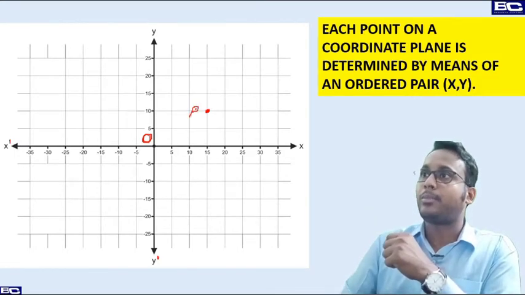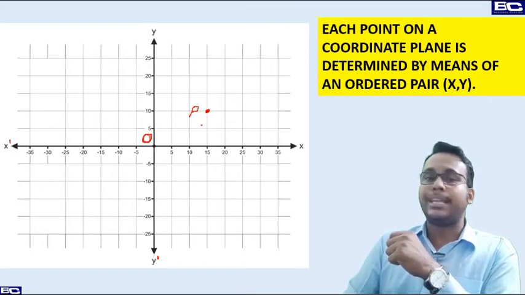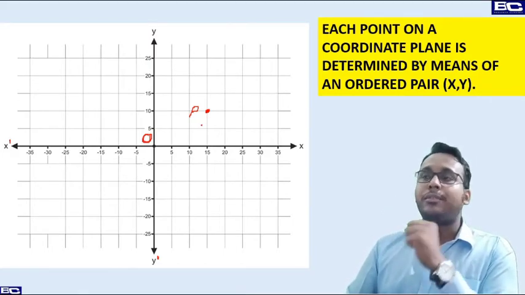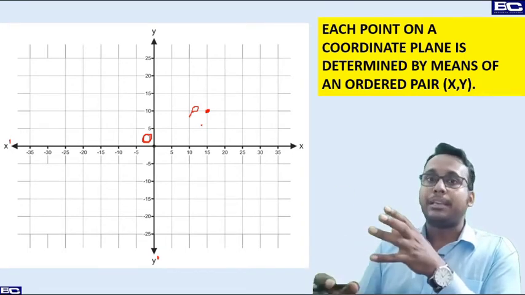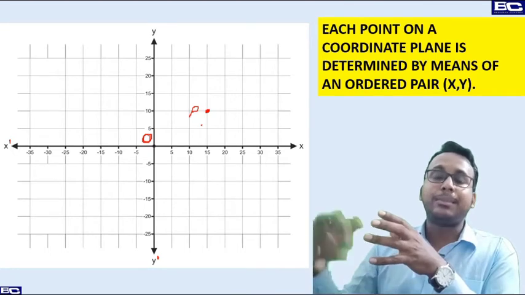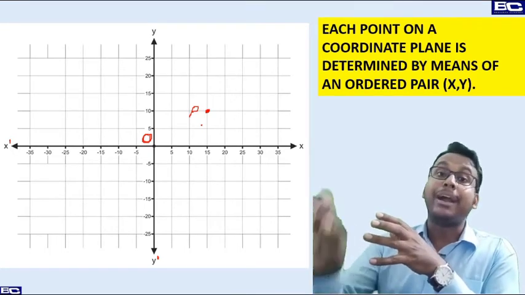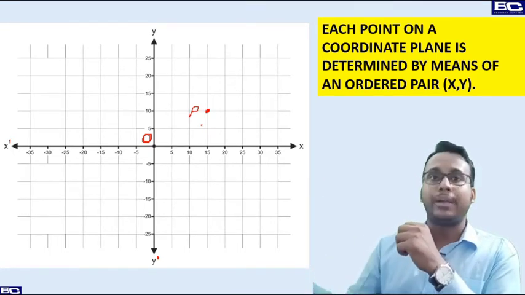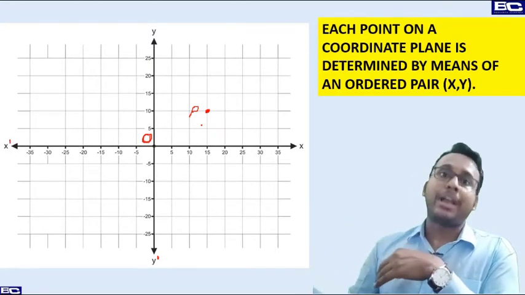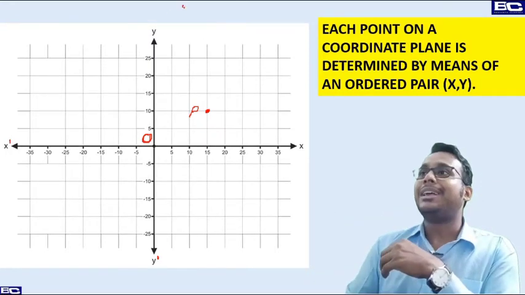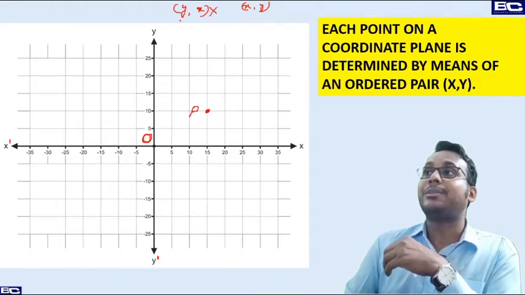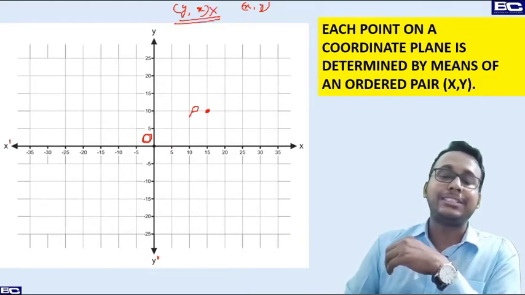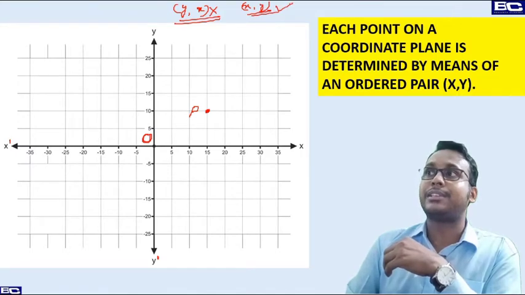Let's name this point P. P is the point name. My question is to find out what the coordinates of the point are. The name is P, but how to represent it? That representation of a point on a coordinate plane is by an ordered pair, that is (x, y). So why not (y, x)? The question comes, if somebody asks why not yx, why is it xy? Yx is not taken, xy is taken, xy is correct.